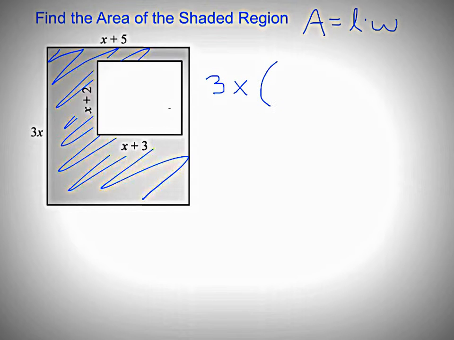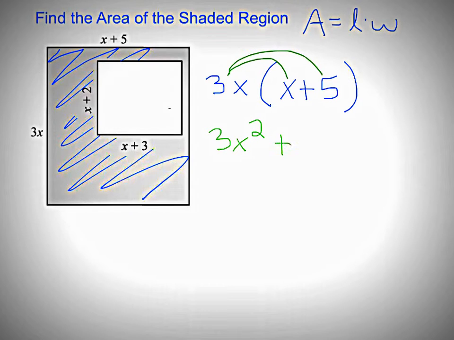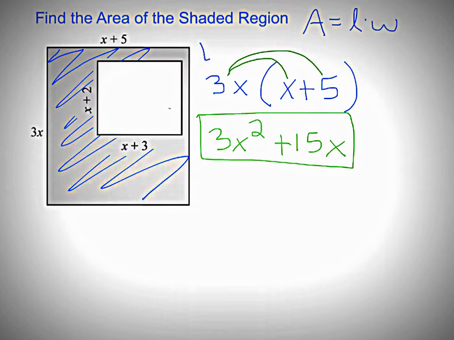So to find the area of this large rectangle, we are multiplying 3x times the quantity x plus 5. So all we have to do here is just distribute. So 3x times x is 3x squared, and then 3x times 5 is 15x. So here is the area of the large rectangle. But now we need to find the area of the smaller rectangle and subtract it from the larger one. So let's just label this large rectangle.